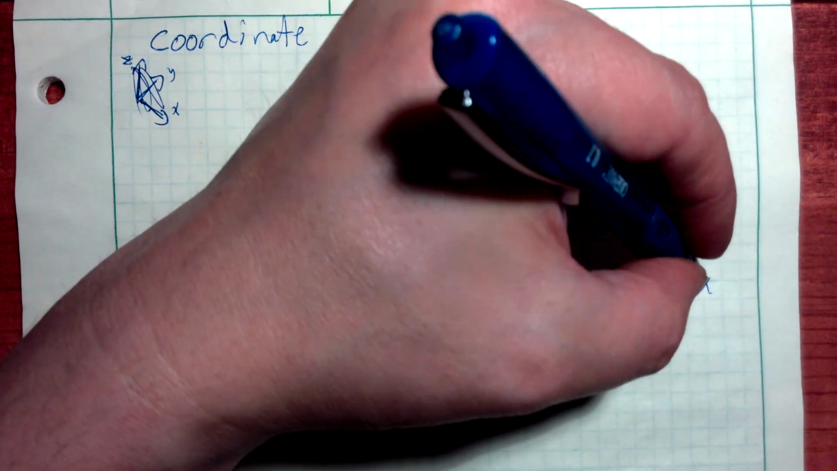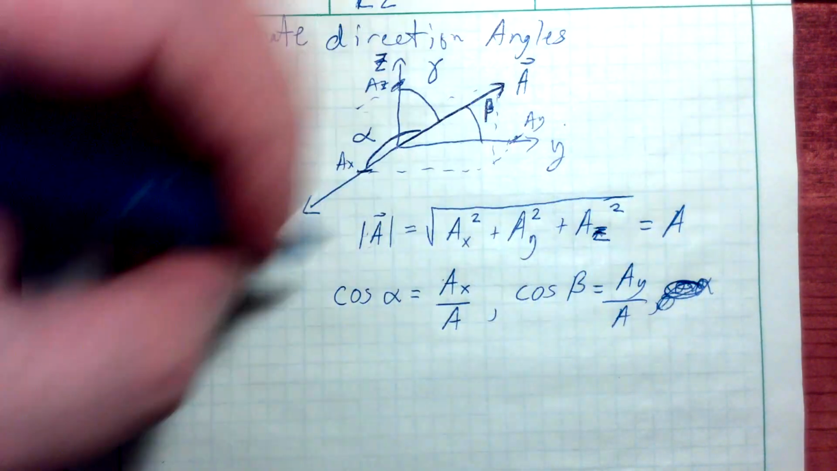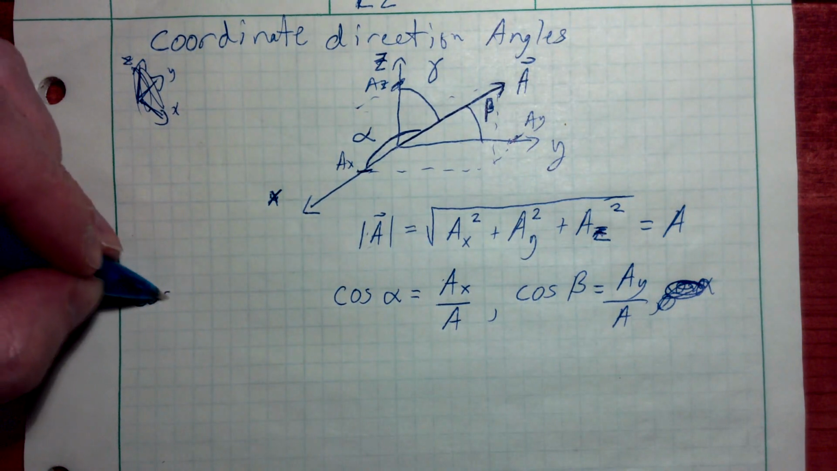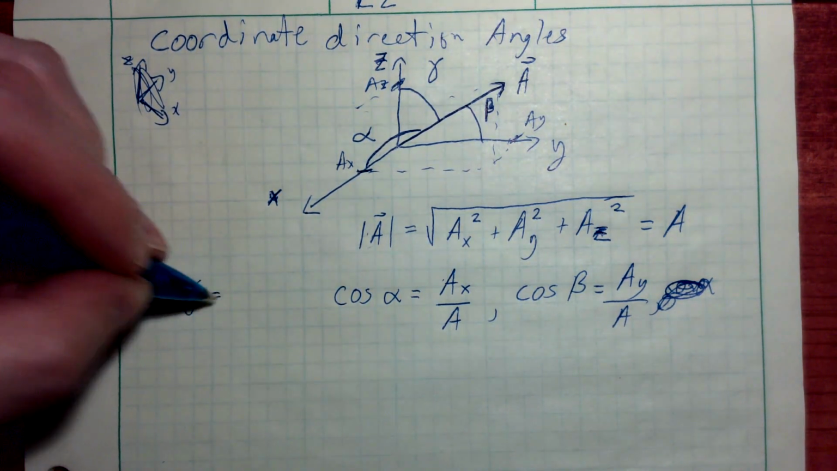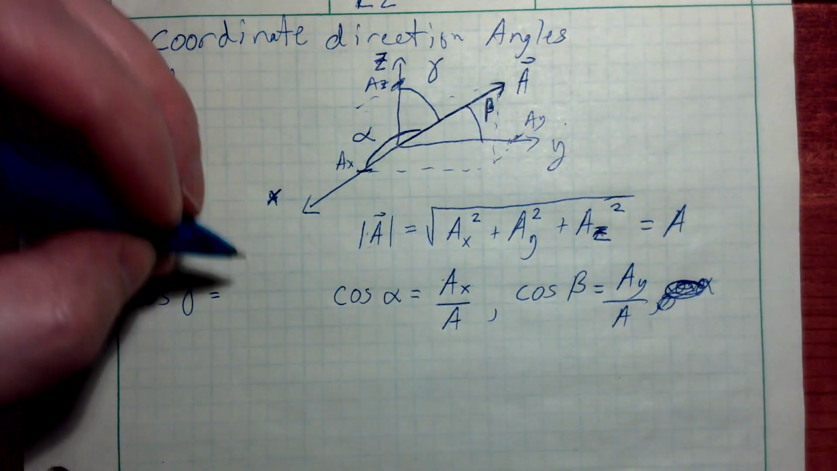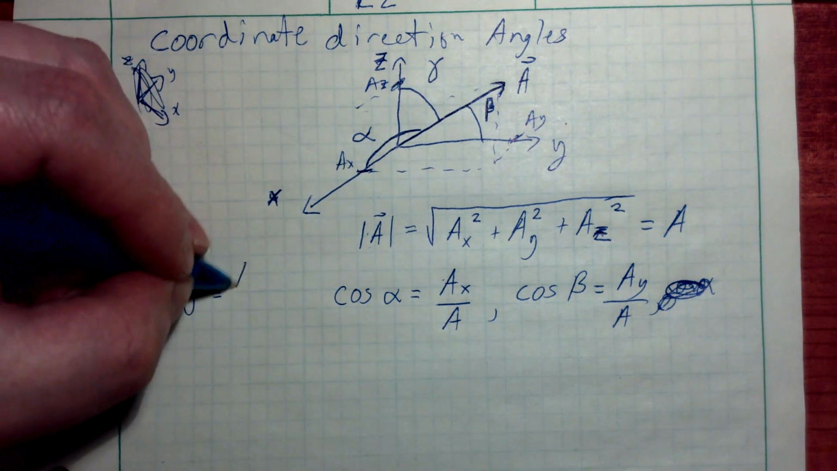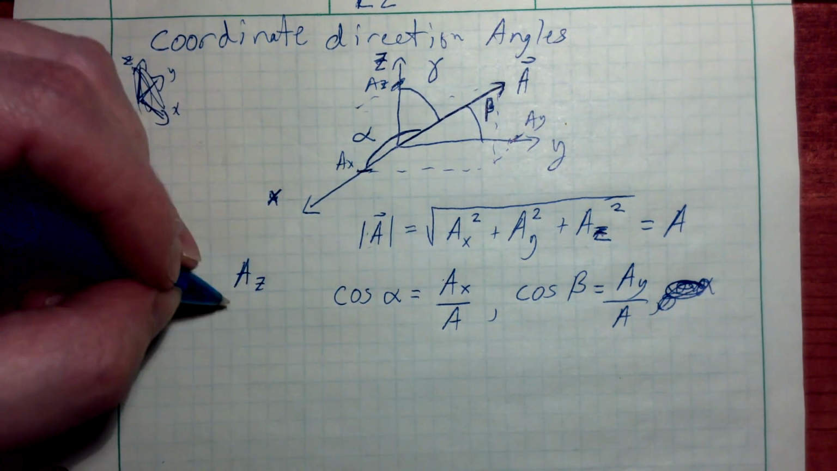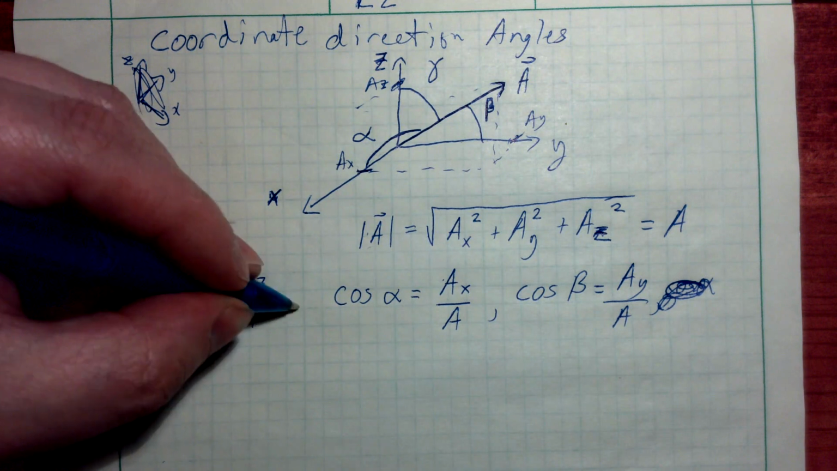And then finally the cosine of the gamma angle. I'm sorry, let me just draw it over here. If you have room, just draw it to the right. I messed up and I don't have room to the right. That would be AZ over A.